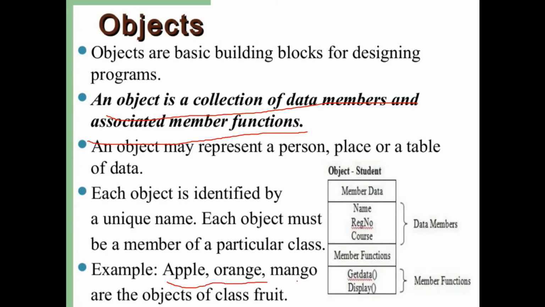For example, you are creating a class as fruit, right? So these are the member functions, these are the member variables, or these are the other objects, right? Apple, orange, and mango. And this is the process for creating the class. After creating the class, for example, we'll create a student class. We need to declare the data members as well as the member functions. So the data members are name, roll number, as well as course, and the member functions are get data as well as display.